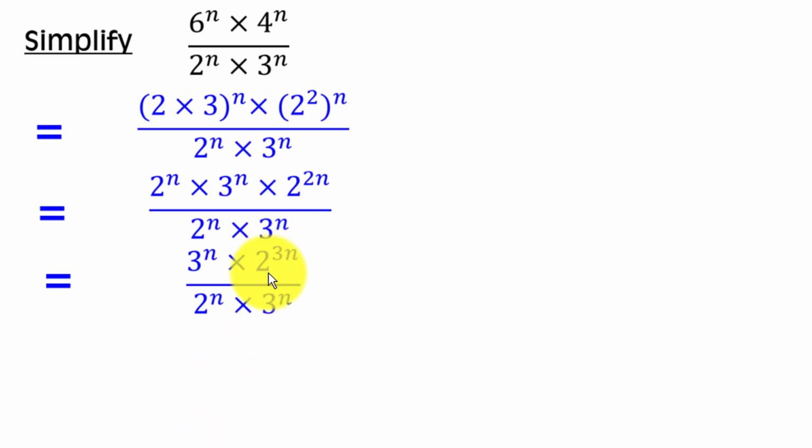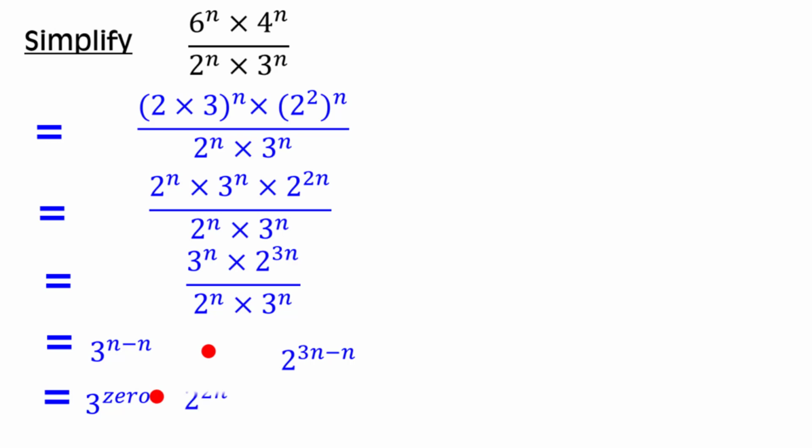We have the same bases, 2 and 2 and 3 and 3. We can apply the division rule, we just subtract the powers. We now have 3 raised to the power n over 3 raised to the power n, which will be 3 raised to the power n minus n. In the same way, the two bases are the same, so we can subtract the two powers. Now we will get 2 raised to the power 3n minus n, and 3 raised to the power 0 times 2 raised to the power 2n. We studied before that the zero power equals what? Equals 1. So 1 times 2 raised to the power 2n equals 2 raised to the power 2n.